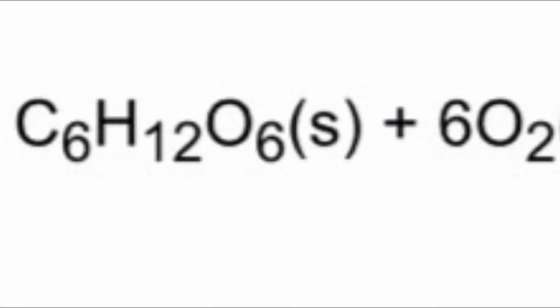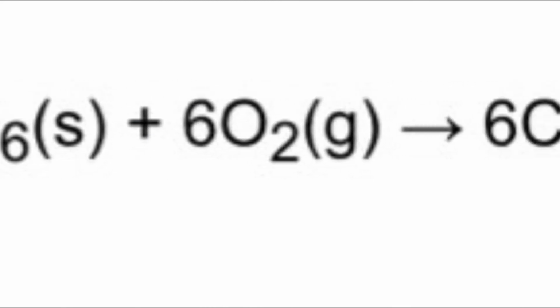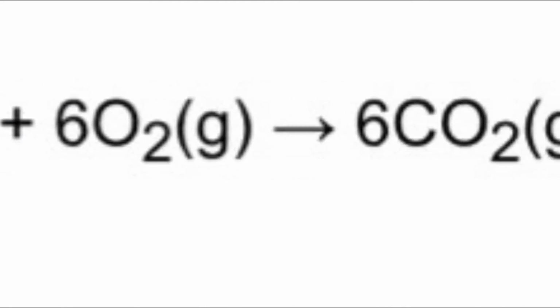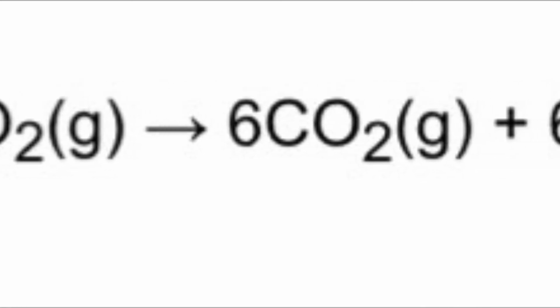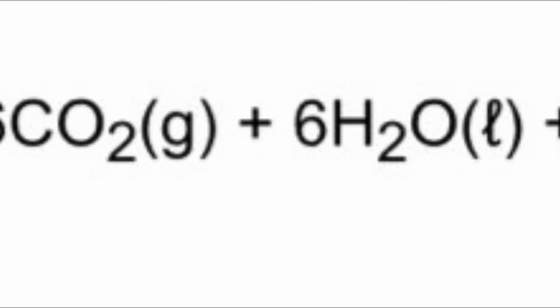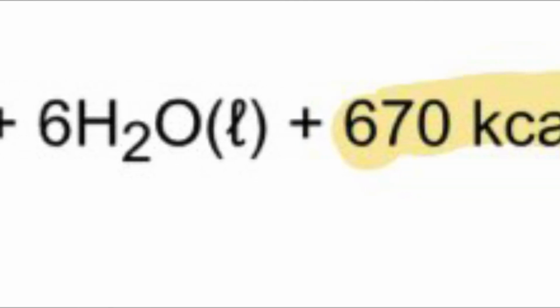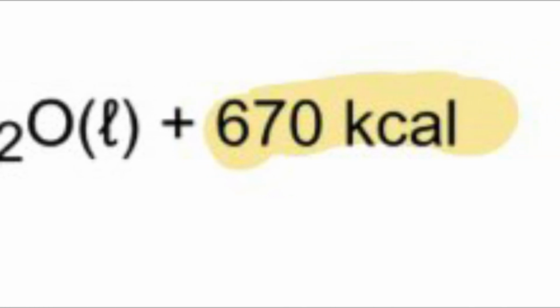Glucose is a common source of energy in our bodies, and it is a carbohydrate. And the oxidation of glucose is a perfect example of how our body takes these nutrients and has them undergo a chemical reaction to use them as energy. It is an example of an exothermic reaction because of the ending 670 kcal in the products.